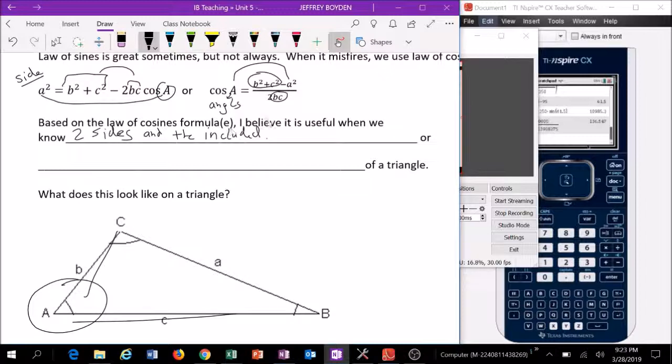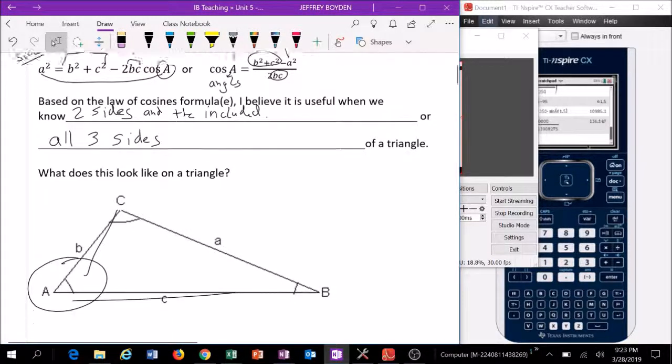Now the other thing that would work, let's look at this formula on the right. In order to find an angle, we would need to know all 3 sides. That's it. Okay, so that's how we know when to use it. Let's go look at how to use it.